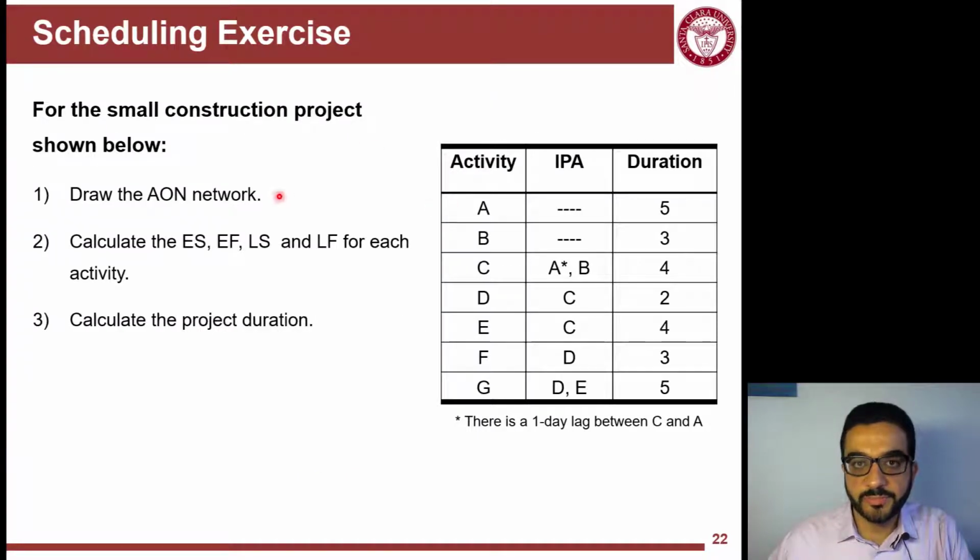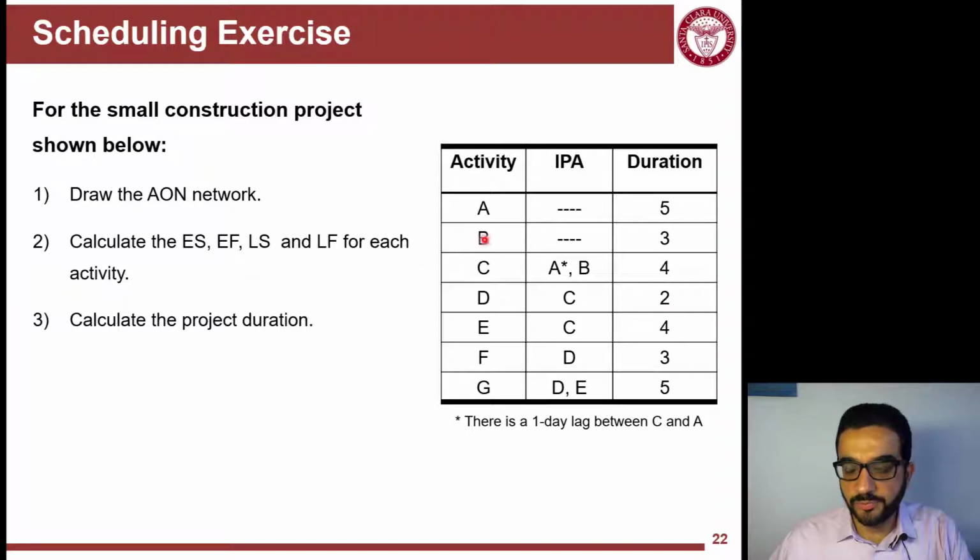So let's see this example here to show the calculations of CPM analysis. So we have here this project. It has 7 activities. It's a simple project just for illustration. We're given the immediately preceding activities for each one of these activities and the duration. One thing to pay attention to is this asterisk that tells us that there is a relation between C and A, and there is a lag in this relationship of 1 day. So if I finish A, I will have to wait 1 day to start C.